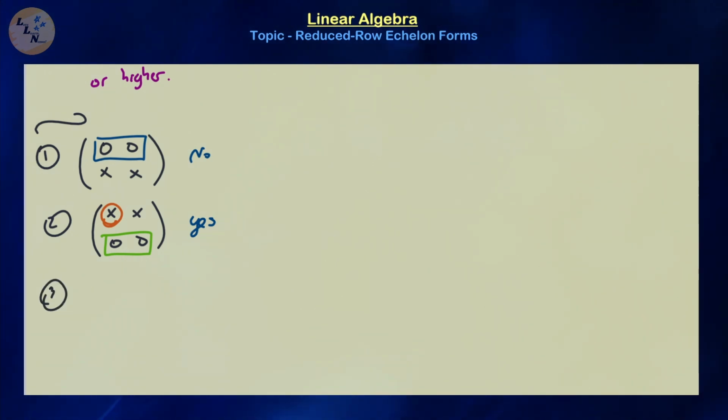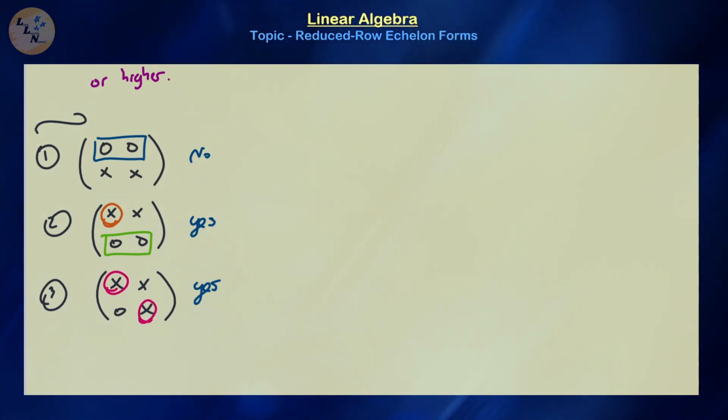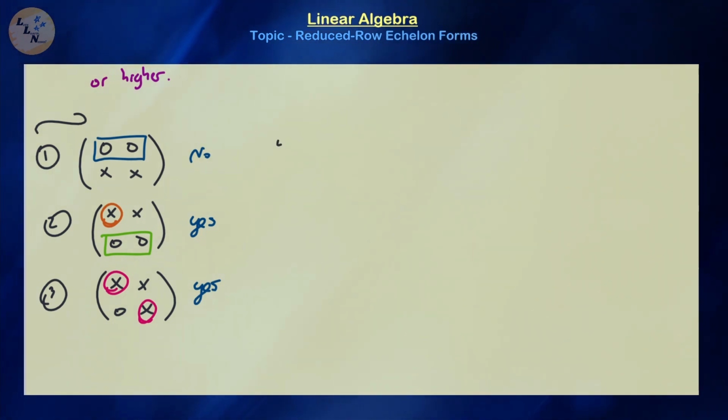The next matrix, consider x, x, 0, and x. Is this in row echelon form? The answer is yes. So why is that? So notice there are no all zero rows, so the first one by default checks out. The second, the leading coefficient of row 1 is there, and the leading coefficient of row 2 is in the next column to the right, which is farther, of course, than column 1, so that checks out as well.